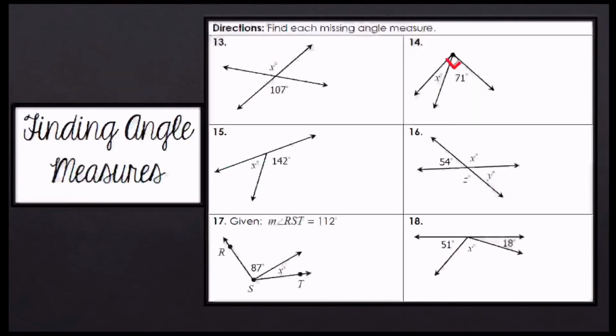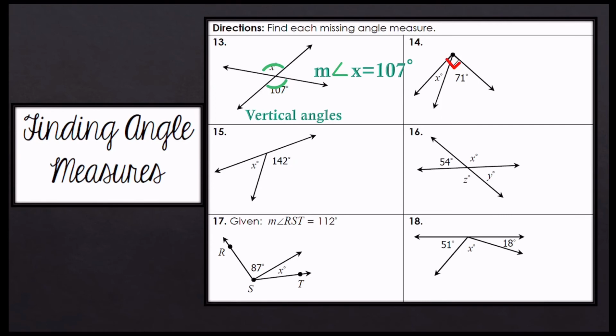So now that we've identified this, let's go into and actually apply their meaning. So if I look at number 13, I have x and 107. Well, looking at these two angles, they're across from each other. They're opposite each other, meaning they're vertical. So vertical angles are the same. Okay? So we said vertical angles are congruent. So if one is 107, the measure of angle x is 107.